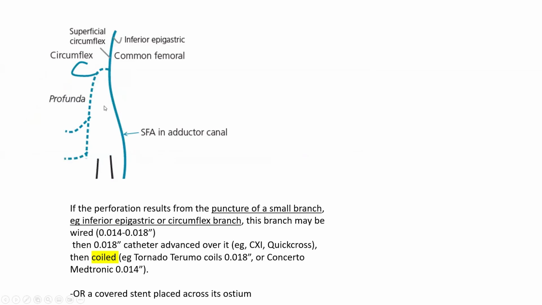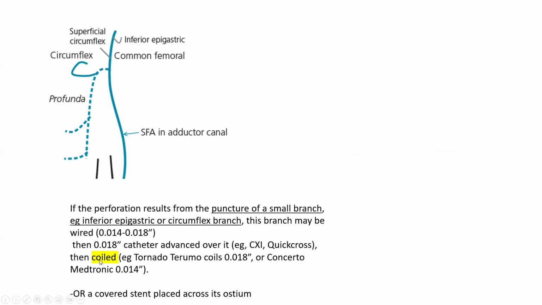Another idea here, I mentioned earlier that RP bleed could be also related to the iliac circumflex artery. Your wire went into it when you did micropuncture, or to going through the inferior epigastric artery. So it could be a leak from a branch. And so if your perforation and bleed is resulting from a puncture of a small branch such as those 2, this branch may be wired, then a catheter advanced over the wire into it, then you can coil it.